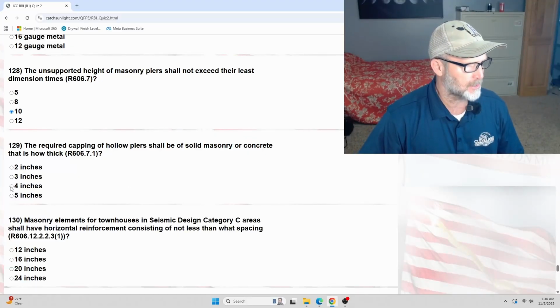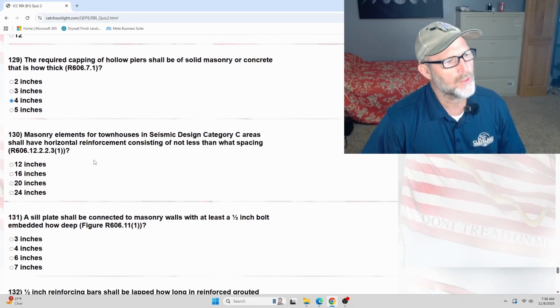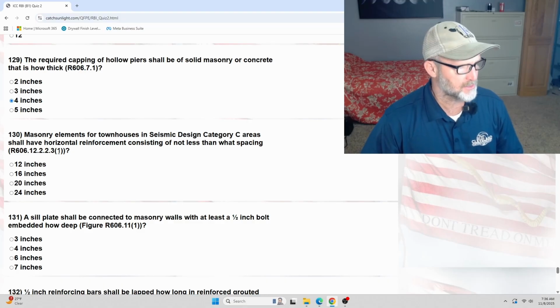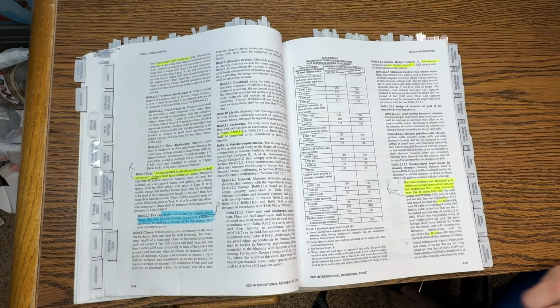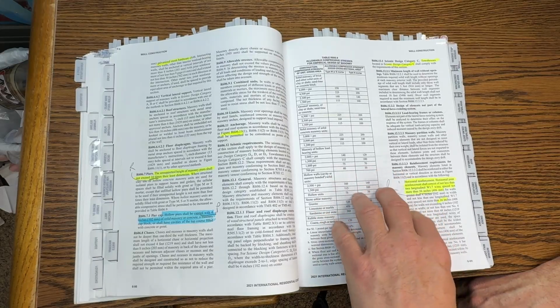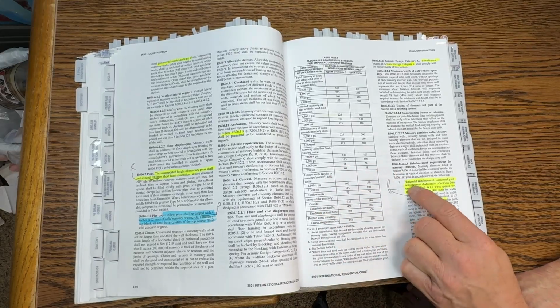All right, let's jump into number 130. Masonry elements for townhouses and seismic design category C areas shall have horizontal reinforcement consisting of not less than what spacing? All right, let's go to our 606.12.2.2.3, parenthesis 1. That's a heck of a reference. 606.12.2.2.3, parenthesis 1 right here.